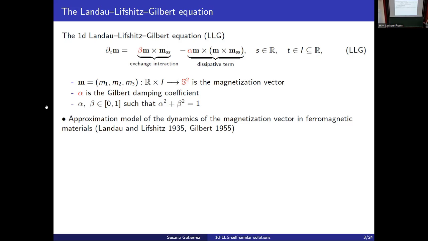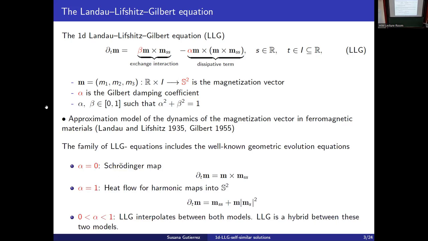So it's easy to see that just by considering a reparametrization in time, we can assume without loss of generality that the constants beta and alpha lie in [0,1], and that the constant beta is related to the constant alpha using this relation here. So basically, we have a family of equations that depends on the parameter alpha that moves between 0 and 1. And this model was proposed as a model of the dynamics of the spin vector in ferromagnetic materials by Landau and Lifshitz.